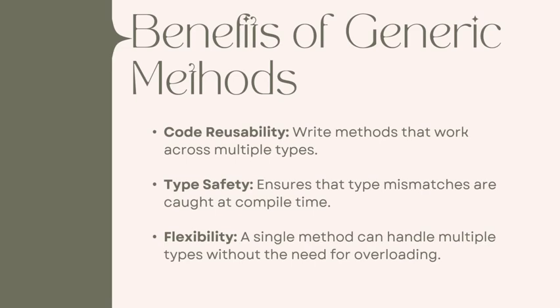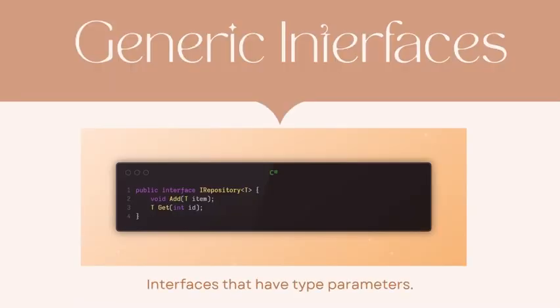Why use generic methods? They allow us to write methods that can work with different types, enhancing code reusability. At the same time, they maintain type safety and flexibility, with no need for overloading multiple methods for different types. And generic interfaces allow us to build more flexible systems by abstracting the type to be used. For instance, IRepository could represent a data repository for any type, such as customers, products, or orders.